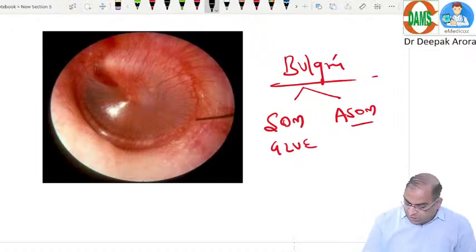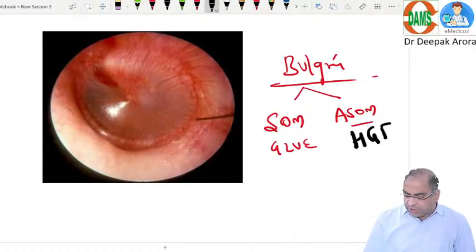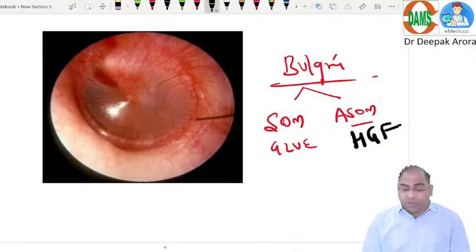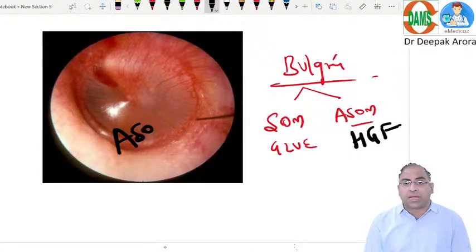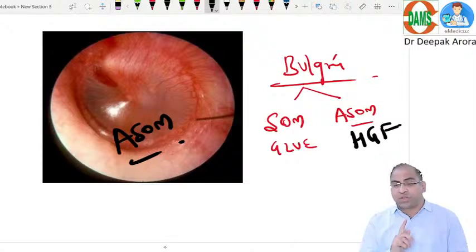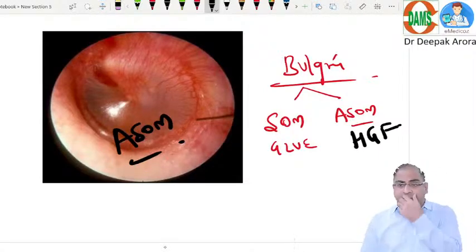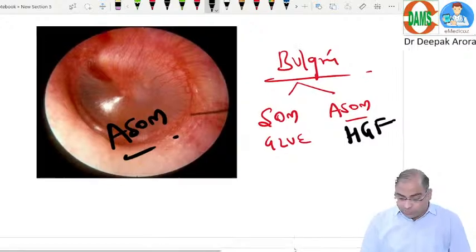How will you differentiate? You will differentiate with high grade fever. There will be high grade fever. There will be cartwheel appearance. This is a typical finding of ASOM in the stage of pre-suppuration. Clear? So ASOM, one is pre-suppuration, one is lighthouse sign. These are the important points.